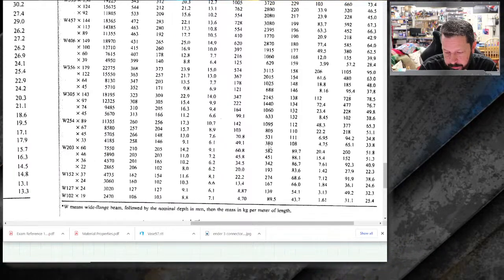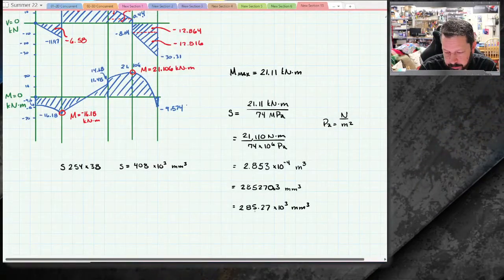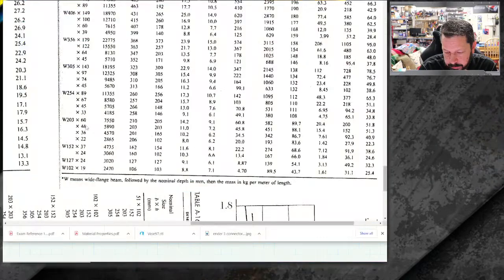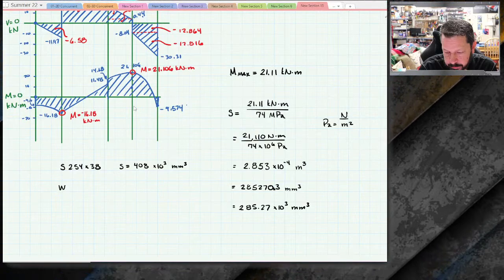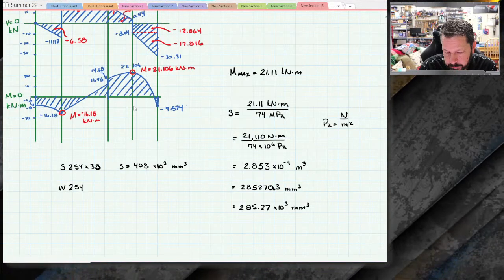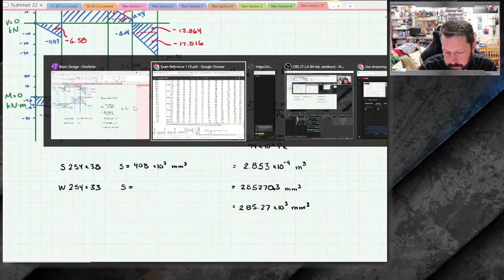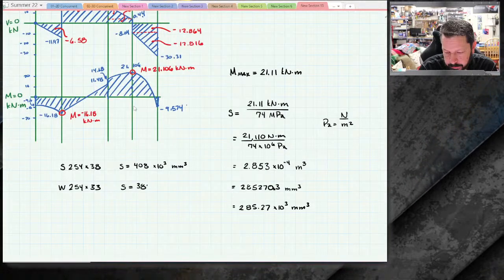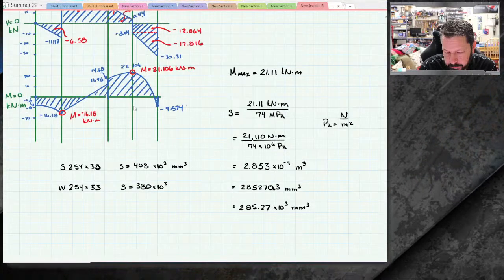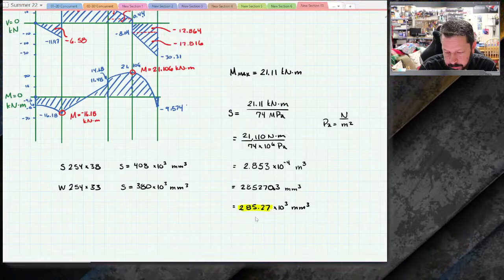Oh wait, 380, what did we need? 280, okay. So that one will work. So 254 by 33. W, also 254, but 33, it had a section modulus of 380 something, 380. So it's not as strong, but it's strong enough for what we need because we only needed 285. So it's definitely more than that.